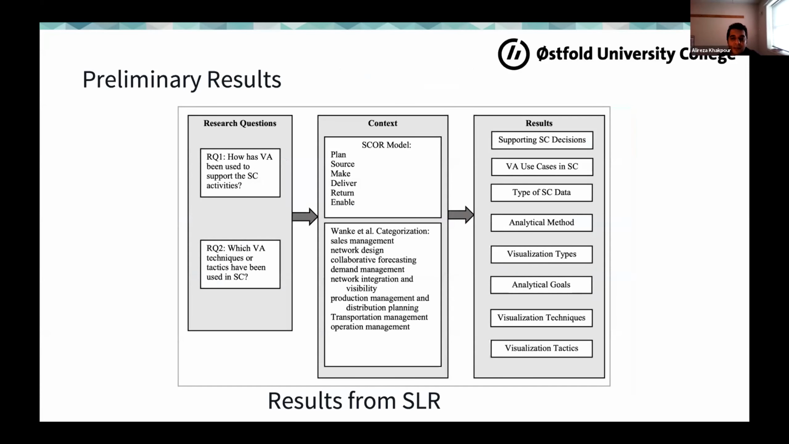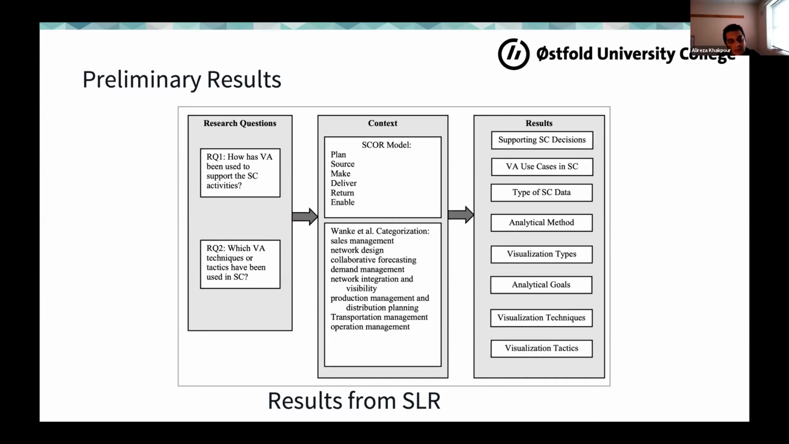Here are some of the preliminary results. We have already conducted a systematic literature review, which is published in a journal paper. The main objective of the SLR was to identify the current types of VA used for supply chain activities, and also to recognize different supply chain decisions that can be supported with visual analytics. And finally, to identify different types of data that we need for addressing those decisions.